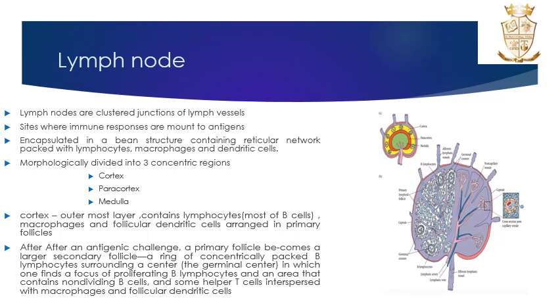The germinal center contains a focus of proliferating B lymphocytes, an area that contains non-dividing B cells and some helper T cells interspersed with macrophages and follicular dendritic cells. As the B cells mature and differentiate into plasma cells, they produce antibodies, which destroy the antigens. T helper cells also help in this process for the activation of B cells.